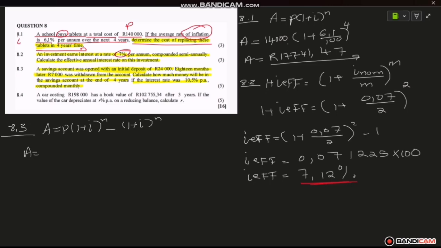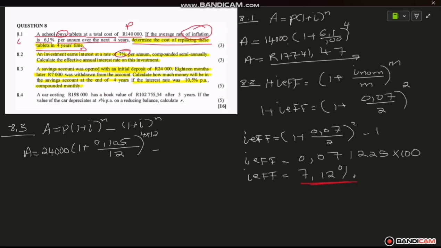Therefore, the value of A equals the 24,000, the initial deposit in a savings account that was opened, times 1 plus the interest rate. We have 10.5% per annum, therefore we divide it by 100 so that it can be written in decimal. Remember, we do not substitute it as it is, but we divide it, then we substitute it on the formula over the compounding period, then 4 times 12. Then there was a withdrawal, that's why we are subtracting. I hope that makes sense.